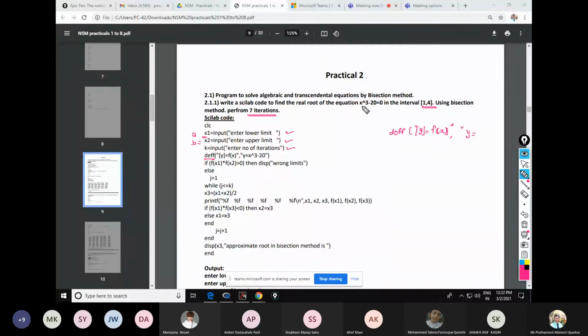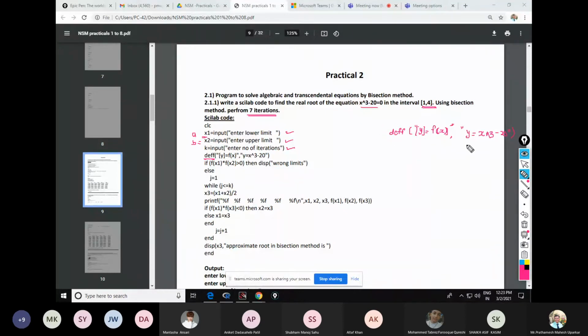Y is equal to, what is the function given? X cube minus 20. You have to write the definition in this particular format. और आपका और वैल्यू क्या है? और कैसे आप फंक्शन को डिफाइन कर सकते हैं? The function we use to define, this is one line function.